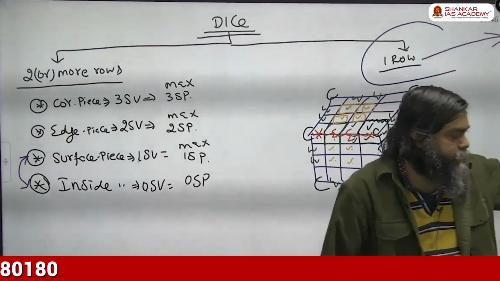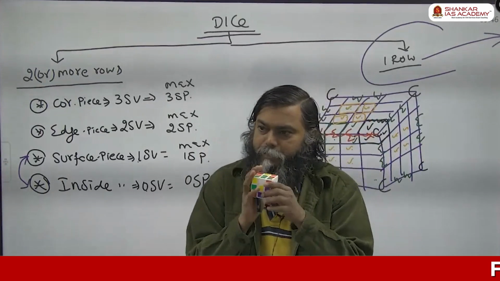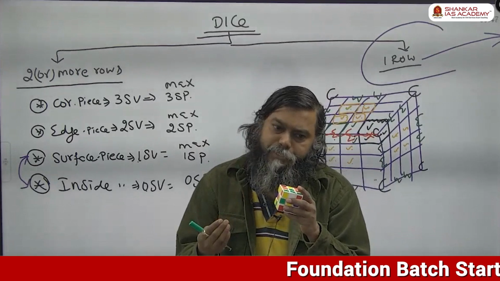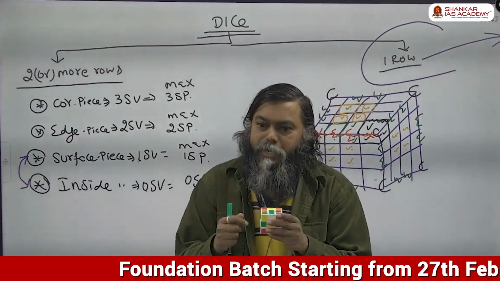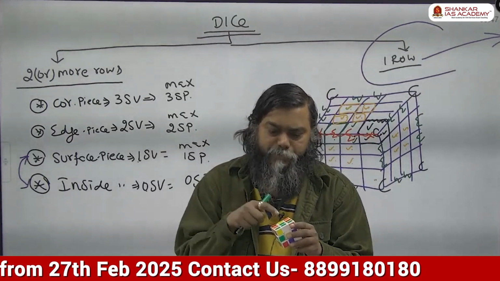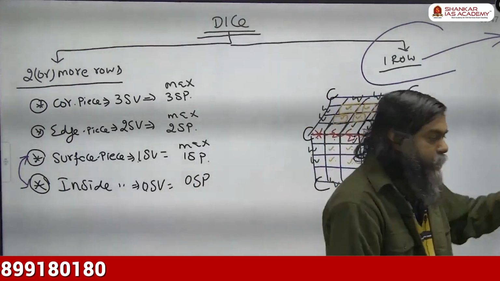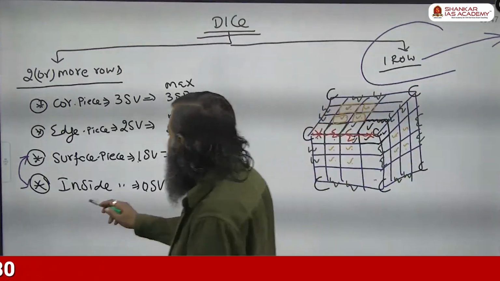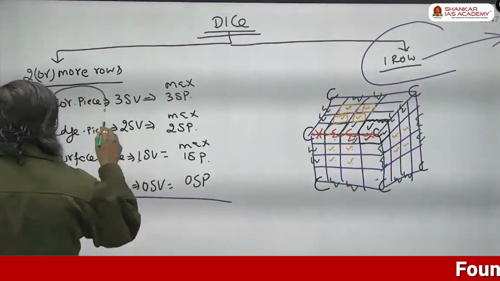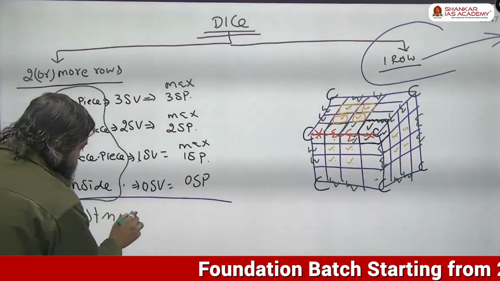What is the n value in this? n equal to 3. Understand this? That means what is the dimension of the bigger piece? 3 into 3 into 3. What is the total number of smaller pieces? 27. Number of corner pieces plus number of edge pieces plus number of surface pieces plus number of inside pieces is called 27. Did you understand this part? Listen carefully. Total number of smaller pieces means the number of corner pieces and all of these added together.